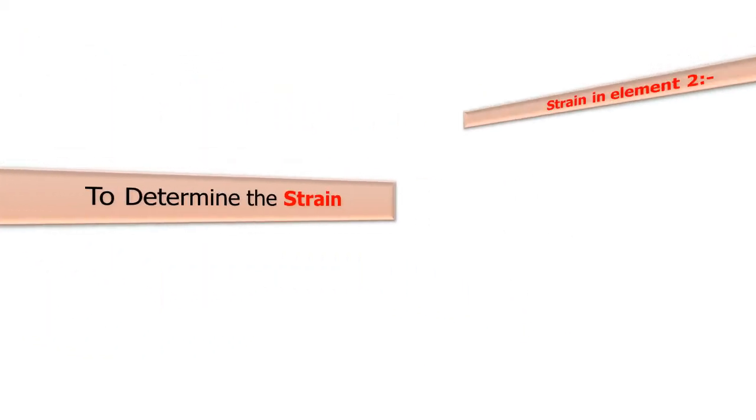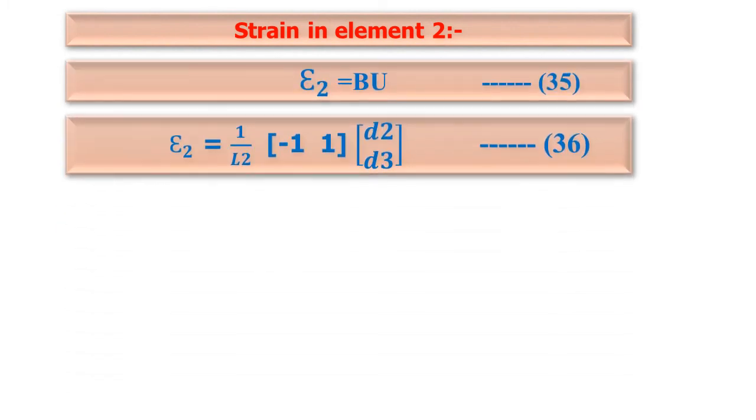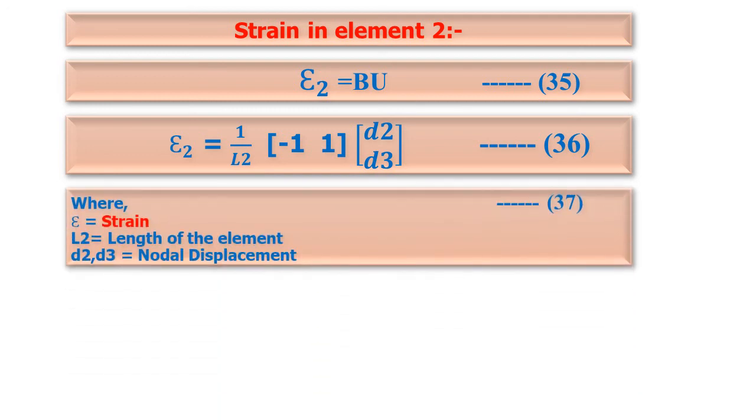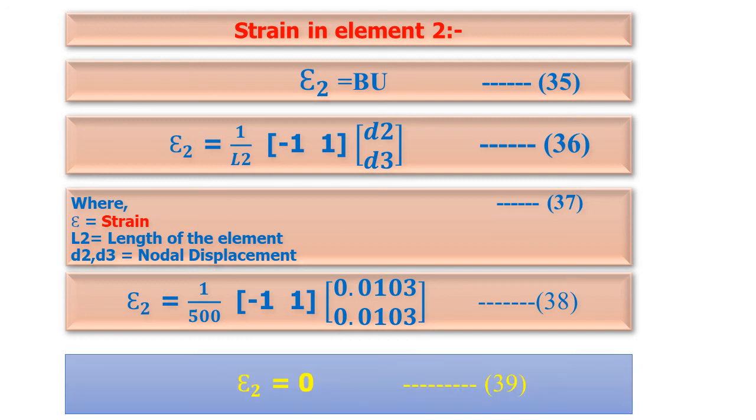Now the strain in element 2 is given as epsilon 2 is equal to 1 upon L2, minus 1, 1, D2, D3. As we know that the second element lies between node number 2 and 3, therefore we have considered displacement at node 2 and node 3, D2 and D3. D2 is 0.013, D3 also 0.013, L2 is 500. After putting all the values, we get strain in element 2 is equal to 0.